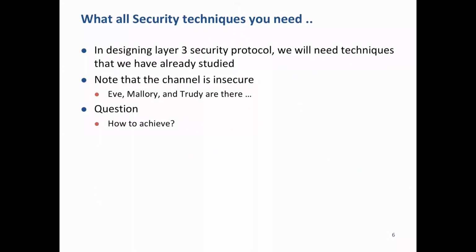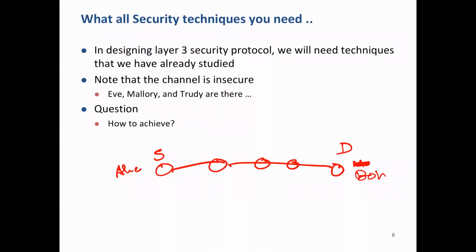We have already seen the concept of one source sending to a destination: Alice is sending it to Bob, passing through multiple nodes, which we can call an insecure channel. And Mallory can be anywhere. It could be a router that's malicious.